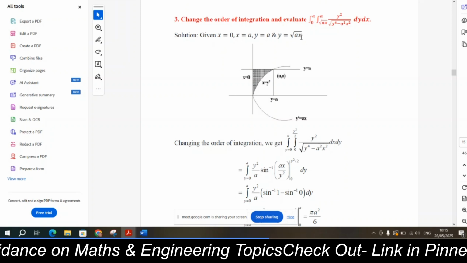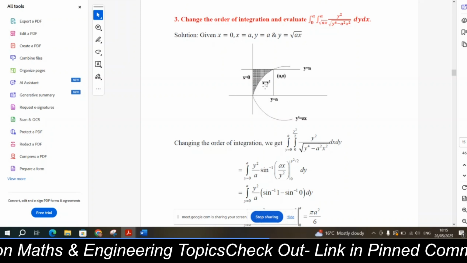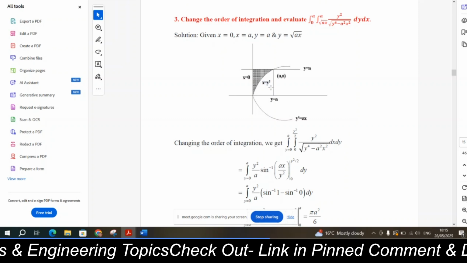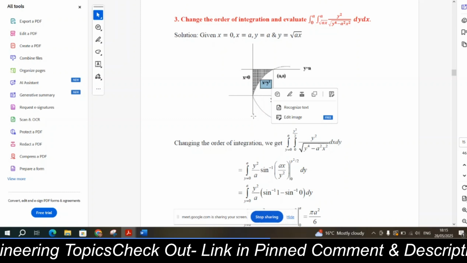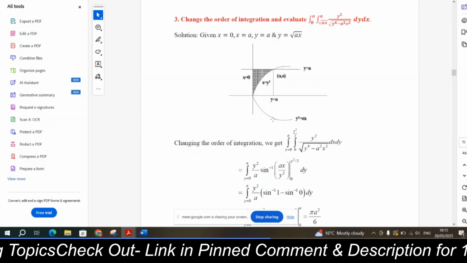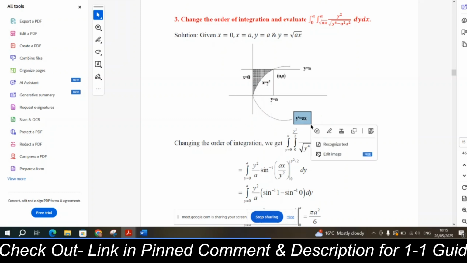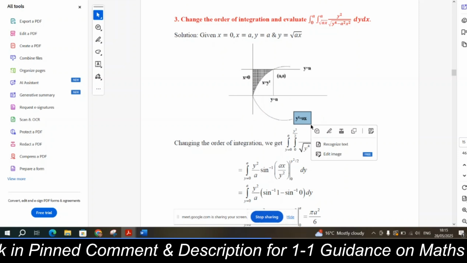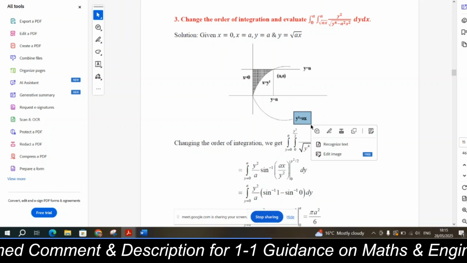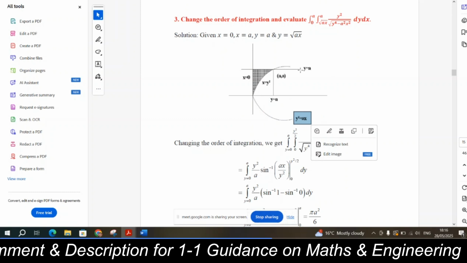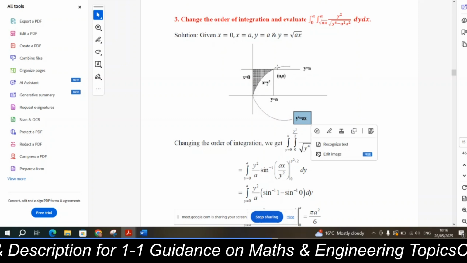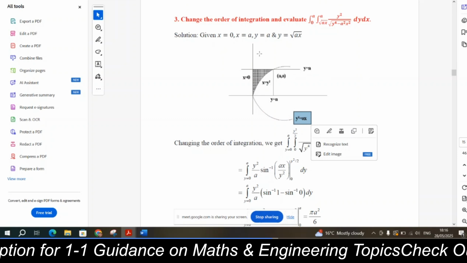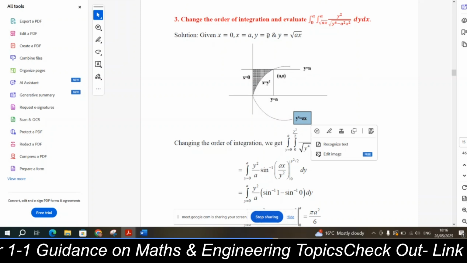Okay, let's look at the region. So you have x equal to 0 to x equal to a, which becomes your y-axis and a line parallel to the y-axis. And then you have y is equal to a and y is equal to root ax. You can simplify this. You get x equal to y square upon a. This is wrong, okay? It's not x equal to y square, it is x equal to y square upon a. Y square equal to ax is a correct interpretation. Is that clear? Yes, sir.